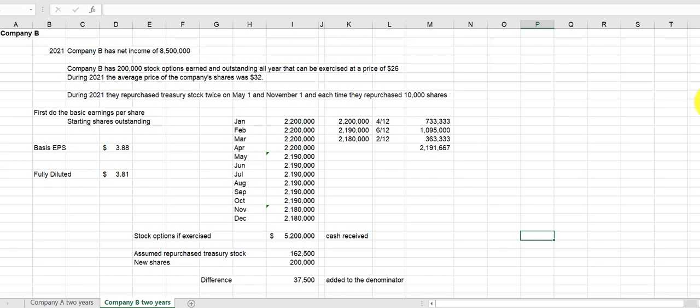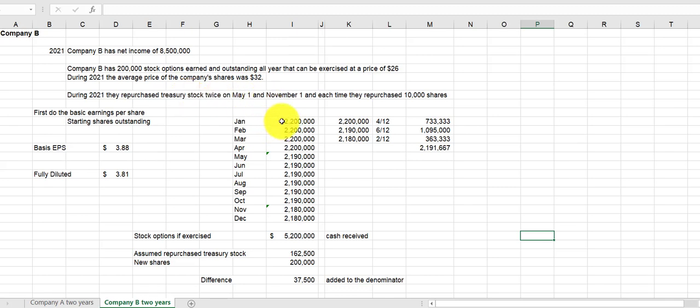If the exercise price is higher than the average price, we can ignore stock options. That isn't the case in this situation, so we're going to need to consider that. All right? But before we deal with diluted, we need to do the basic earnings per share. And so we need to know if there were any changes to the actual shares outstanding. And yes, they repurchased treasury stock twice, May 1st and November 1st, and they bought 10,000 shares each time.